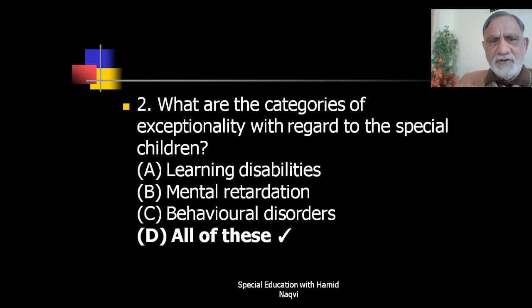Second question was, what are the categories of exceptionality with regard to special children? And the options were learning disabilities, mental retardation, behavioral disorders, and all of these. The correct one was the last one, that is all of these.